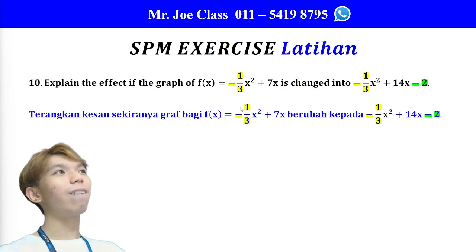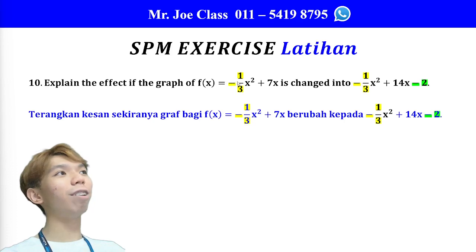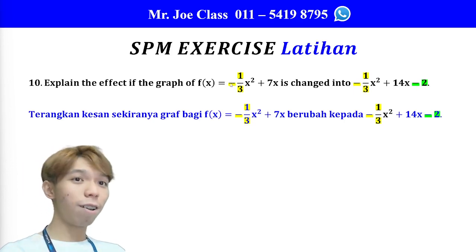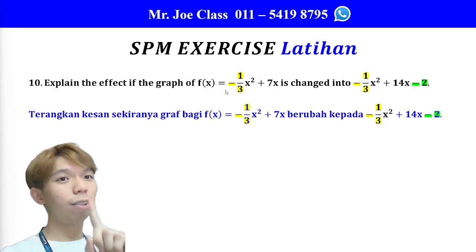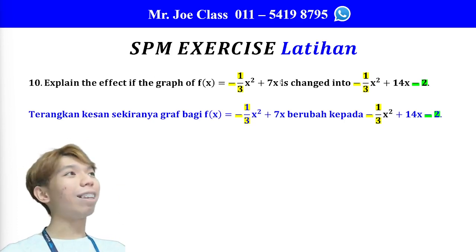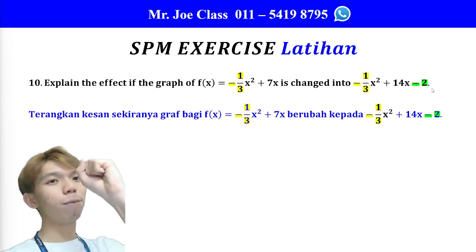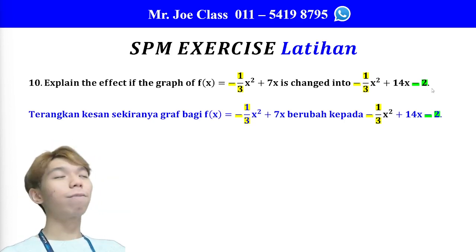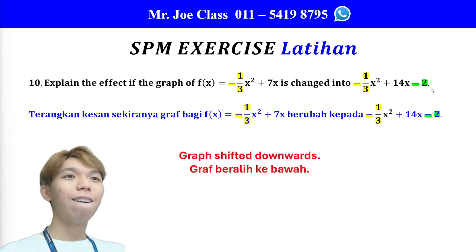Now let's look at an example question here. Explain the effect if the graph of f(x) equals negative 1 over 3x squared plus 7x is changed into negative 1 over 3x squared plus 14x minus 2. So the value of A is negative, and since both values of A are negative, you do not have to describe. And then you look at the C. At the very beginning, the C is 0, but now at last the C becomes negative 2. So from 0 to negative 2, it will shift downwards. The graph shifted downwards. Graph beralih ke bawah.